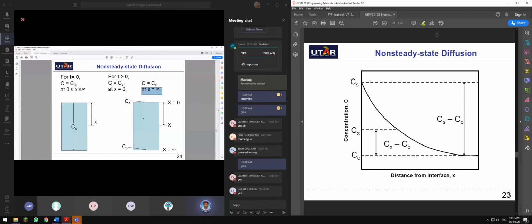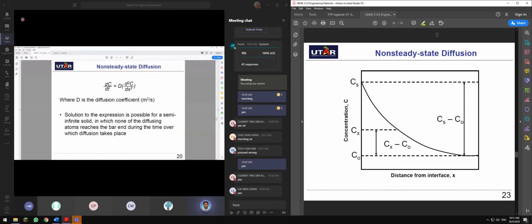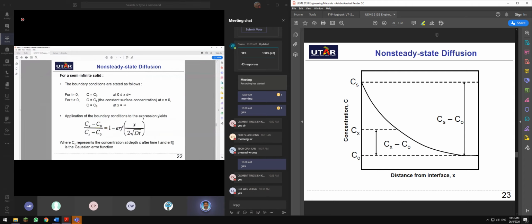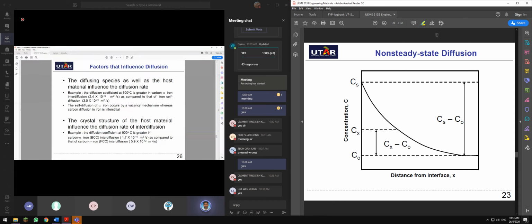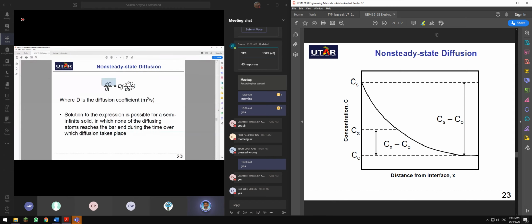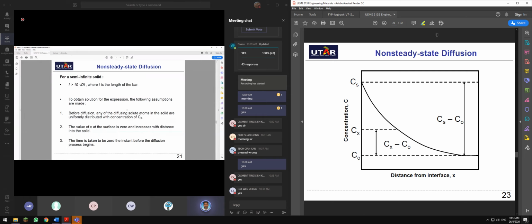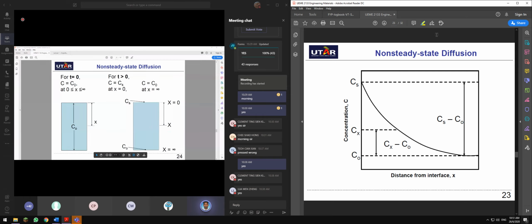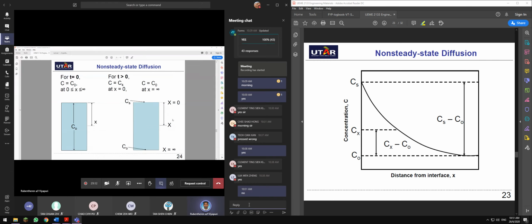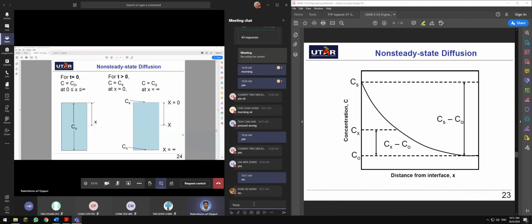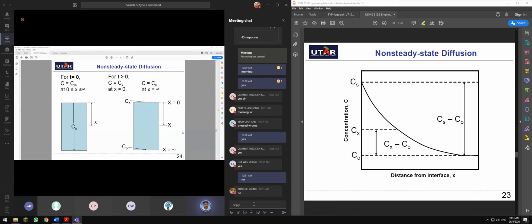Any questions until now? Non-steady state diffusion. The formula that you should memorize is this. Any questions so far, guys? All right, so you can understand? Okay, good, thanks. All right, we shall continue.